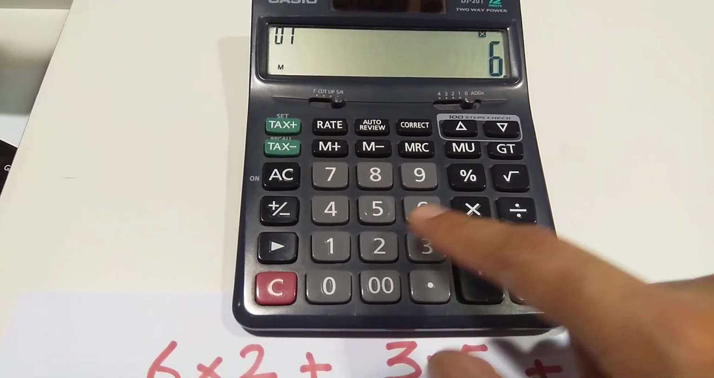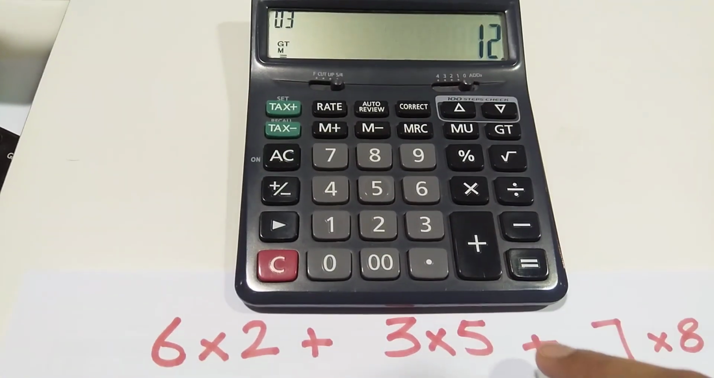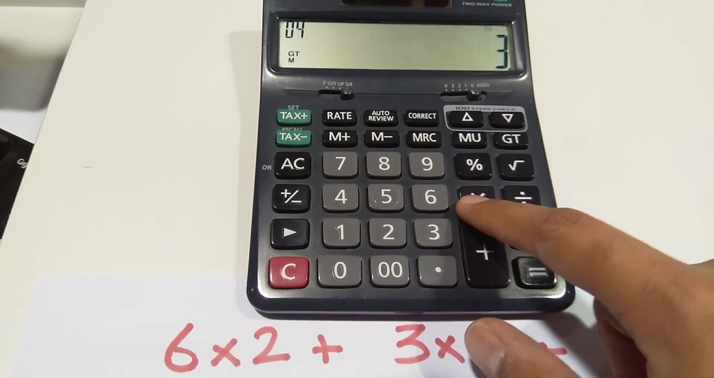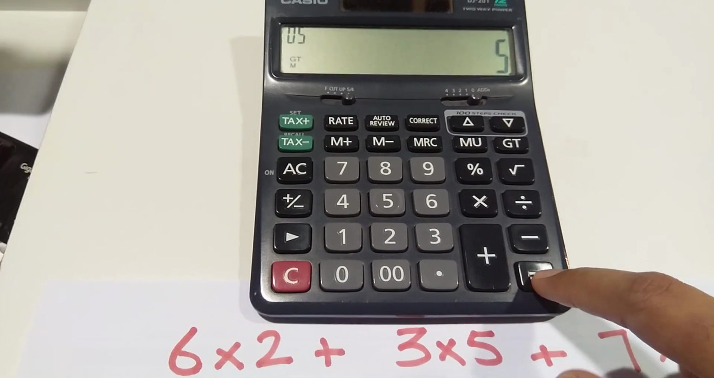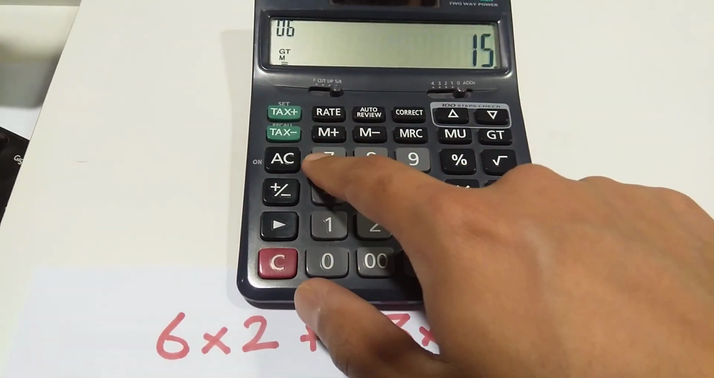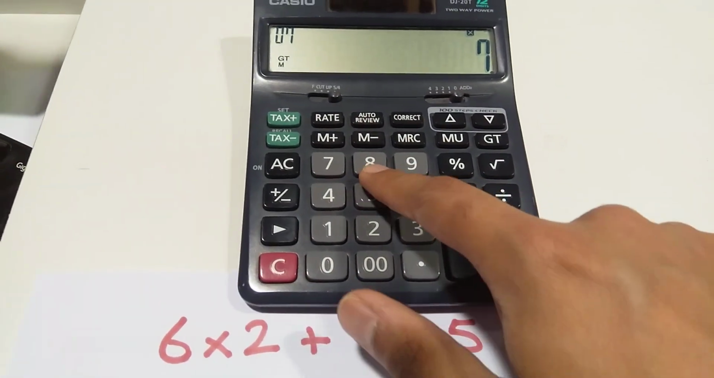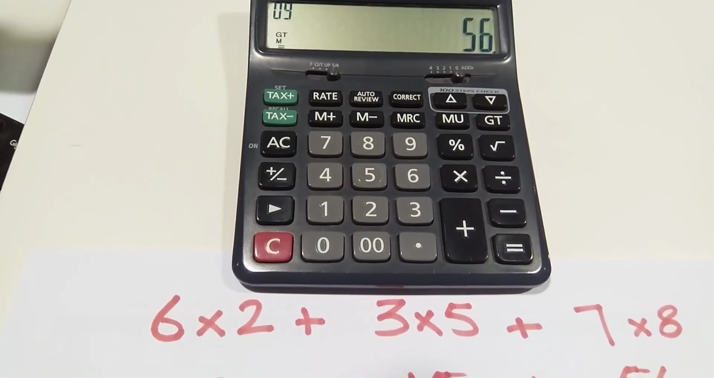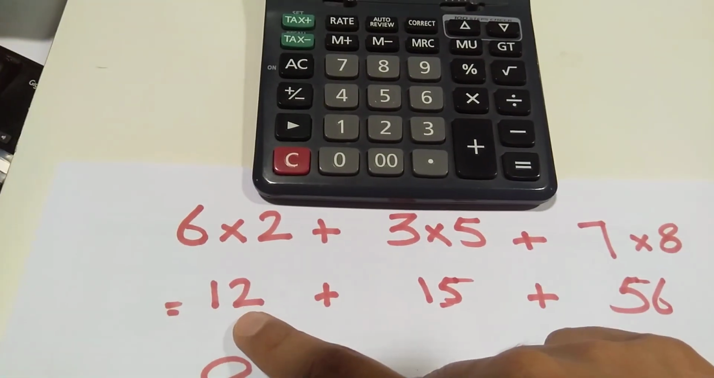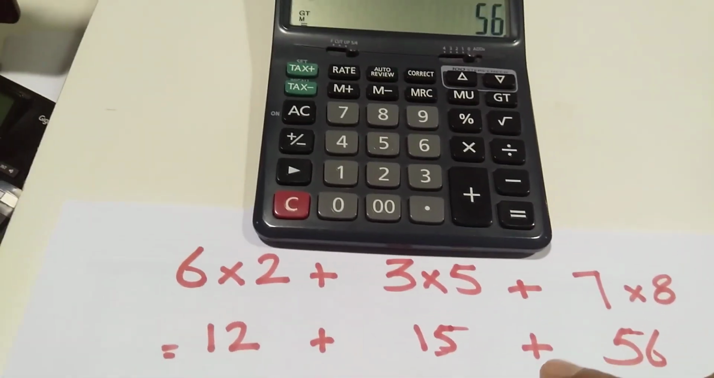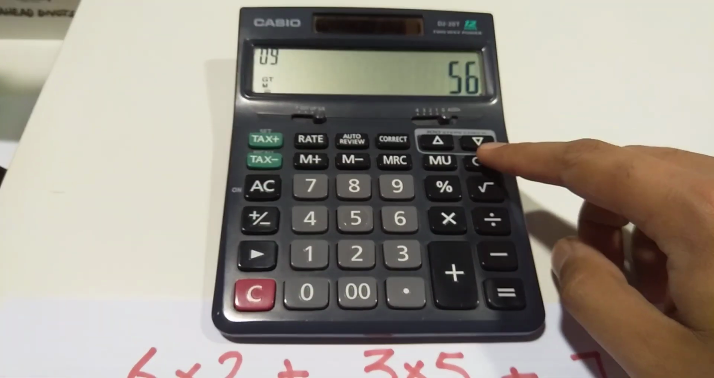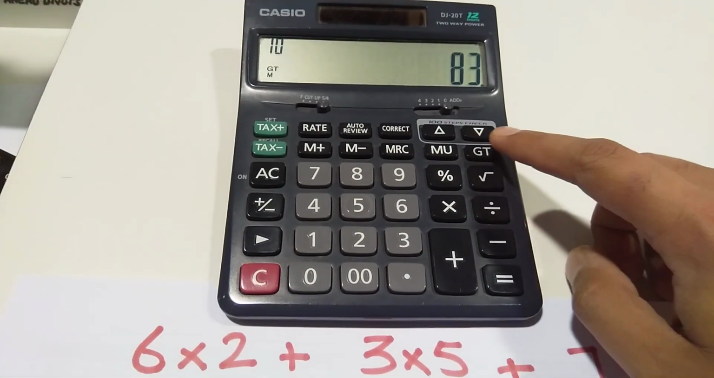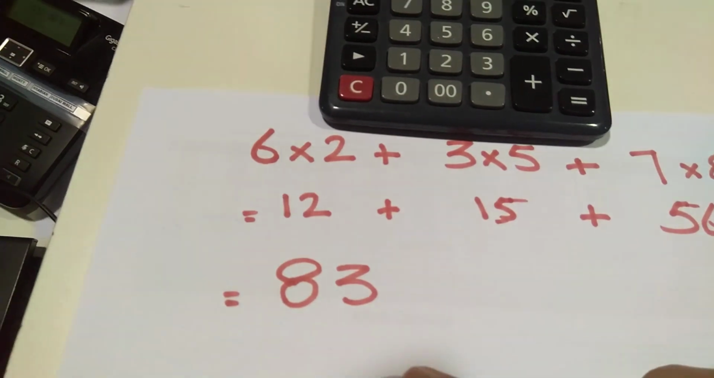6 multiplied by 2 equal, 3 multiply by 5 equal, then I'm going to do 7 multiply by 8 equal. So guys, without doing the next step, which is this one, I simply press the GT button. Here you see that's our answer.